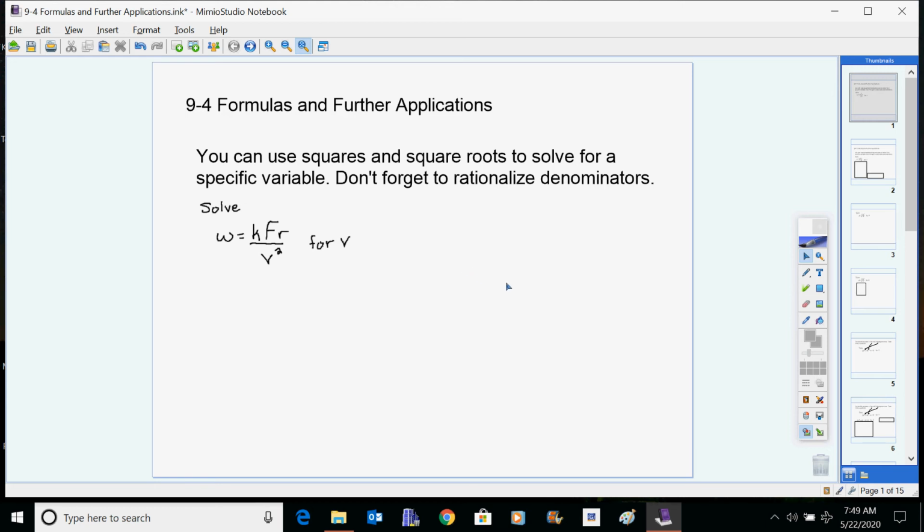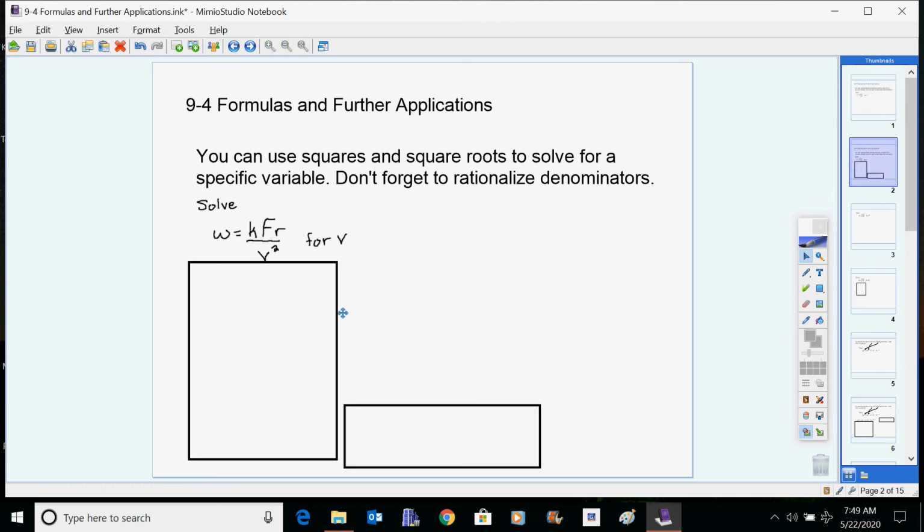So formulas and applications. Now, further applications meaning applications of the quadratic formula. So we will be getting into quadratics pretty soon. If you remember, though, we did earlier in the year where you had to solve for a specific variable, so we need to get back to that just a little bit and review that and then apply quadratics to it and do a few little problems, and then we're done.